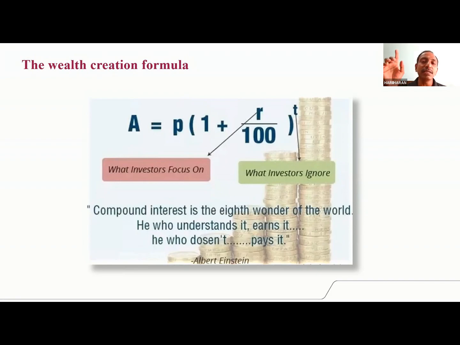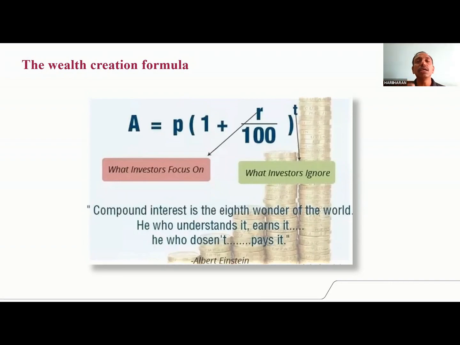What people ignore is the T, which is the time period, and that's an exponential factor. But that is in your control as an investor. You can decide, do I want to invest for 5 years, 10 years, 30 years? The more you invest, the more is the compounding. P is also in your control. How much you want to invest? You want to invest 5,000 rupees or 20,000 rupees?